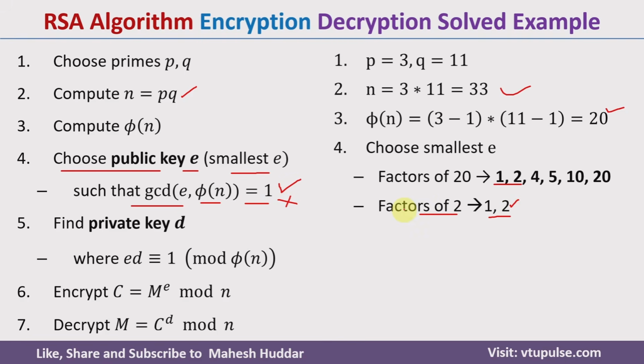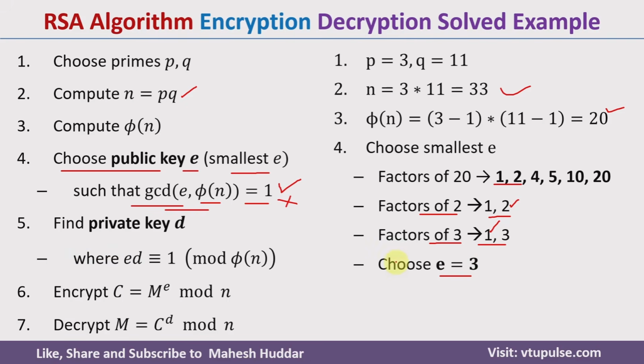So next we will take the next number, that is 3, and for 3 the factors are 1 and 3, and here the common divisor is 1 and the greatest common divisor is also 1. We need GCD of E comma phi n to be 1, and here also we are getting 1. It means that this number, 3, is satisfying this equation. So we will choose E is equal to 3.